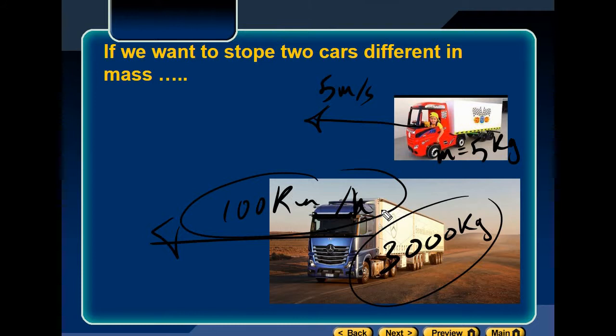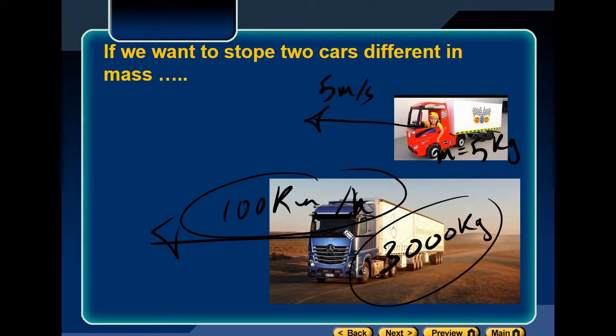Okay, now let me explain that again. Guys, suppose that we have two different cars or this truck. The first one is very light, just 5 kilograms, and moves at 5 meters per second, and the other one has more mass and higher speed. Of course, this one has more momentum because of more mass and more speed.